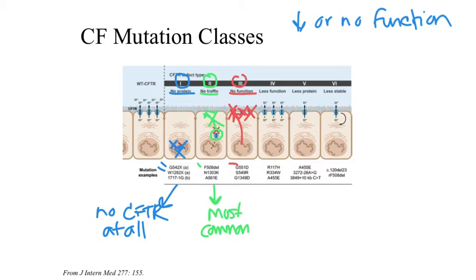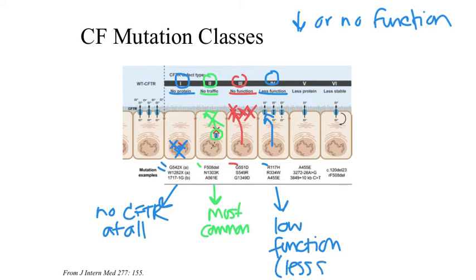A class 4 defect is a decrease in function, but some function is retained. Examples of mutations here include R117H. And individuals with class 4 defects do have some CFTR function and therefore may have a less severe form of cystic fibrosis. In this case, CFTR is synthesized, trafficked to the membrane, and is functional, but not as much as a normal or wild type CFTR channel.